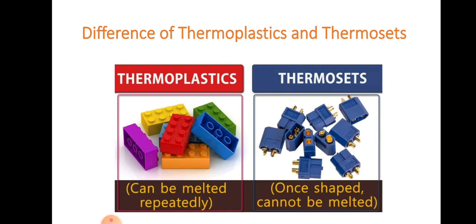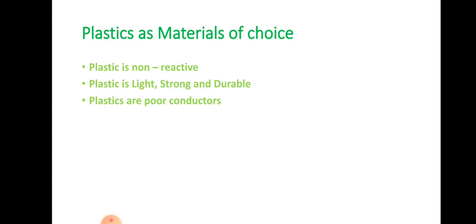Okay, children, this is the difference between thermoplastics and thermosets. This is the main difference. Thermoplastics can be melted repeatedly, but thermosetting plastics, once shaped, cannot be melted by heating or anything. Okay, and the next one, plastics as materials of choice. Why are we choosing articles made of plastics? In this one we have to see about it.